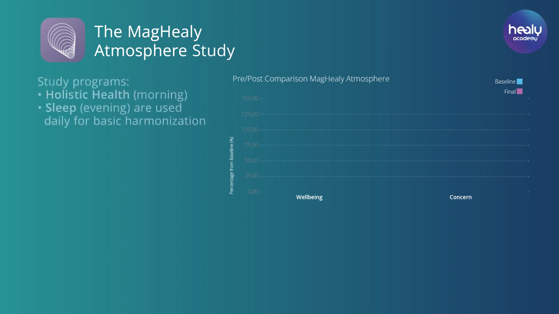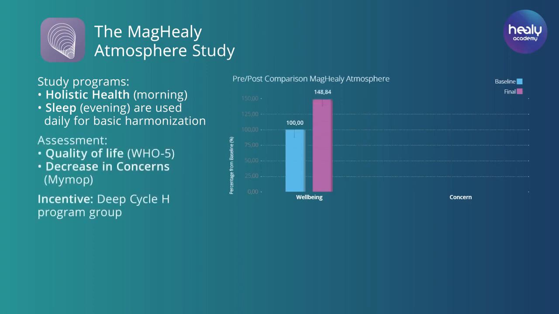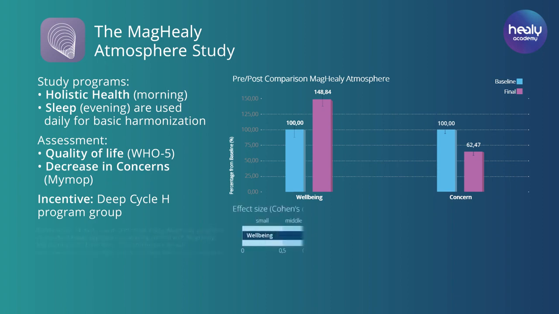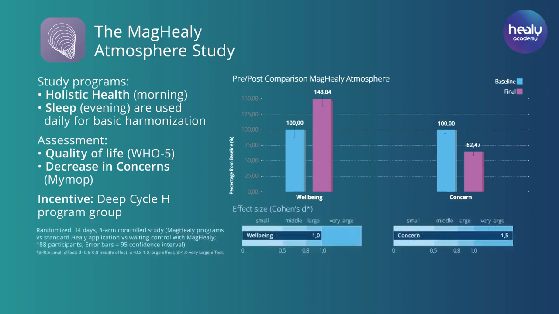In a study on the MagHealy Atmosphere program's holistic health and sleep, participants showed an average 48% increase in well-being on the Quality of Life Assessment, WHO-5, and an average 30% decrease in concerns, MIMOP. The effect size of this randomized, 3-arm controlled trial with 188 participants was large for well-being and very large for decrease in concerns.